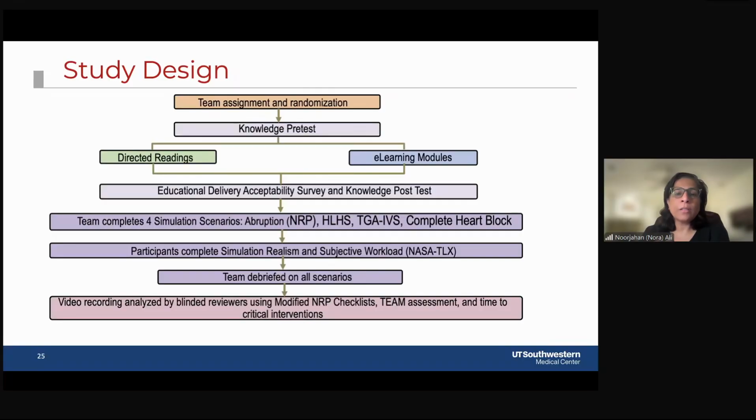We looked at what the teams were doing. So we looked to see whether they did the NRP checklist. Did they actually follow somewhat of the NRP algorithm? How was the team communication? And did they actually do the critical intervention? So for example, if it's a baby with heart block who is crying but has a heart rate of 60, did the team go straight into doing compressions, or was it a team that put the leads on the baby, checked for hemodynamic stability, etc.